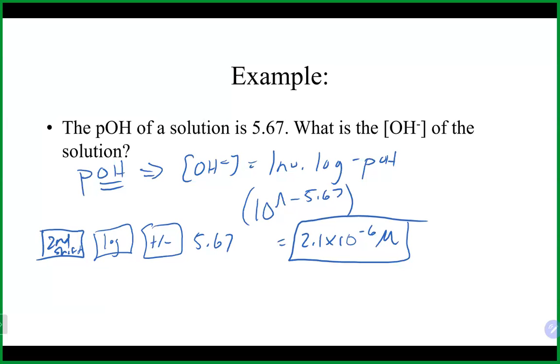Any questions on how to calculate H plus, OH minus, pH, pOH? This, by the way, would be a basic solution. As we subtract 5.67 from 14 there, we got definitely over 7. It would be basic. Any questions on how to calculate any of that there?